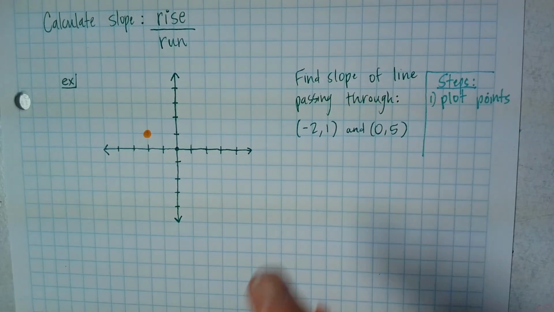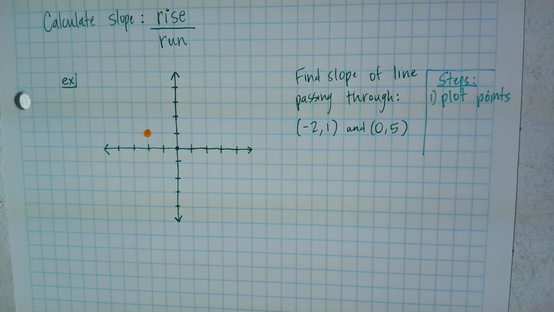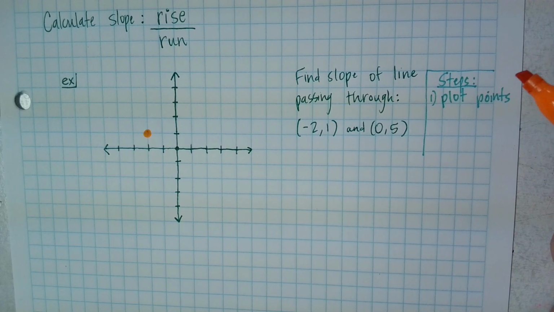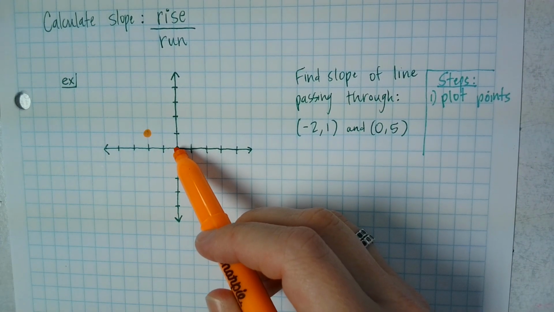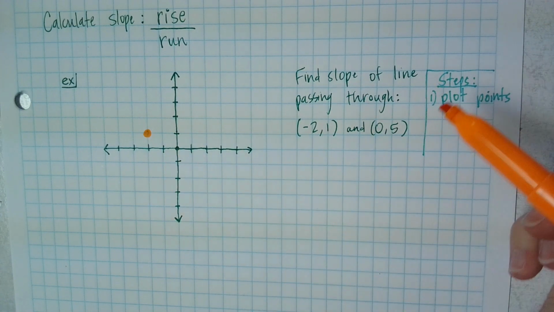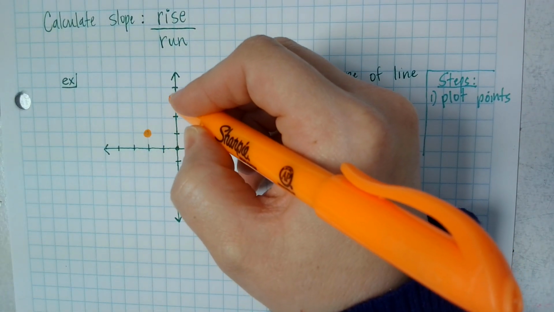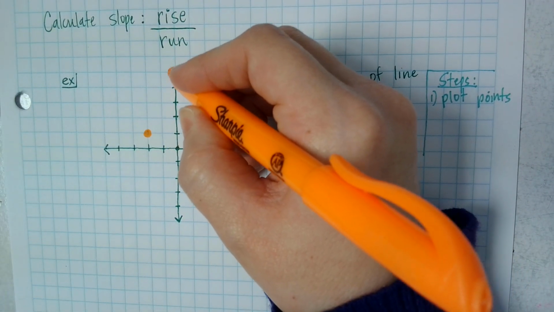We don't have to label it. They didn't tell us to label it like ABC or anything. So we're just going to put a point there. And then we need to plot 0, 5. So we start where? At the origin. 0 tells me to go where? Nowhere. 5 tells me to go where? Up. The second value is my y value, so we're going to go up 5. 1, 2, 3, 4, 5. Right there at the tip.